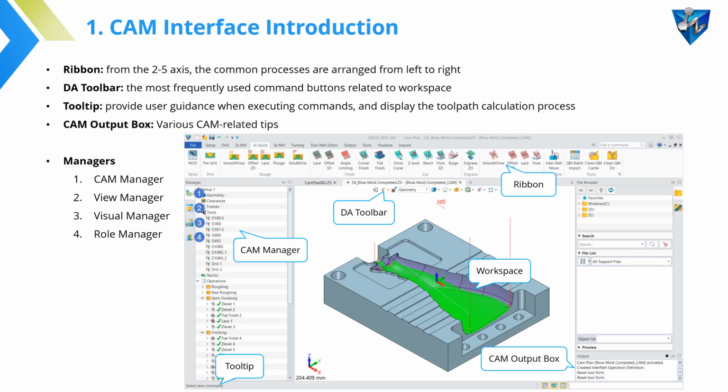As you can see, the CAM interface includes the ribbon, CAM manager, and workspace, document aware toolbar, file browser, and at the bottom, tooltip and output box. So there are 4 managers: CAM manager, view manager, visual manager, and role manager. These 3 are the same as them in the CAD mode environment. And the CAM manager is the most useful manager in the CAM environment.